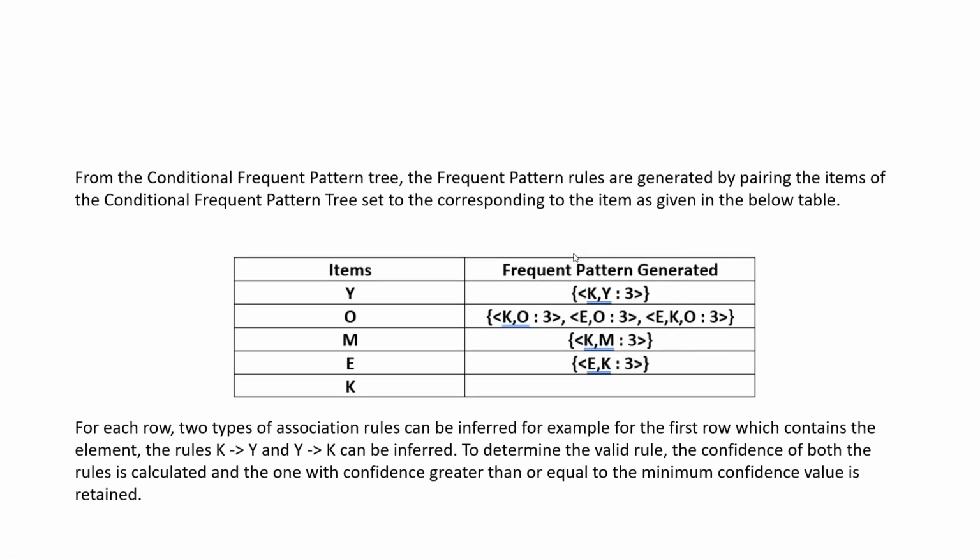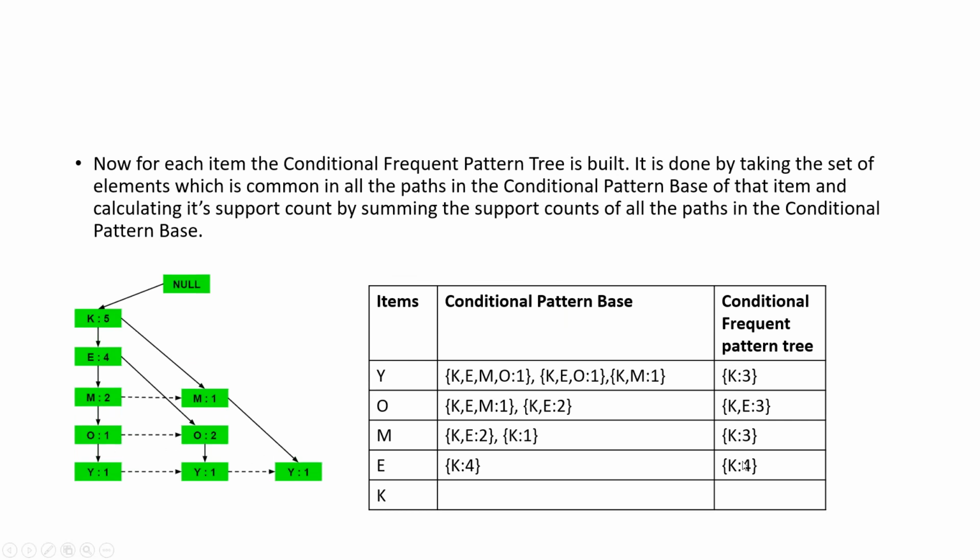Just look at it. We created these conditional frequent pattern trees. So for Y, we are having only item K, so for Y the pair will be K comma Y with count 3. For O, we are having the elements K and E with count 3. So the pairs for O will be KO, one will be EO, and one will be KEO. These will be the patterns or pairs corresponding to this element O and this pattern.